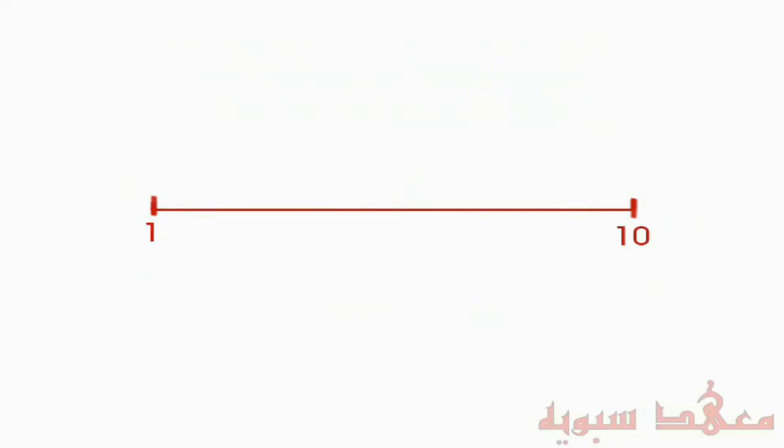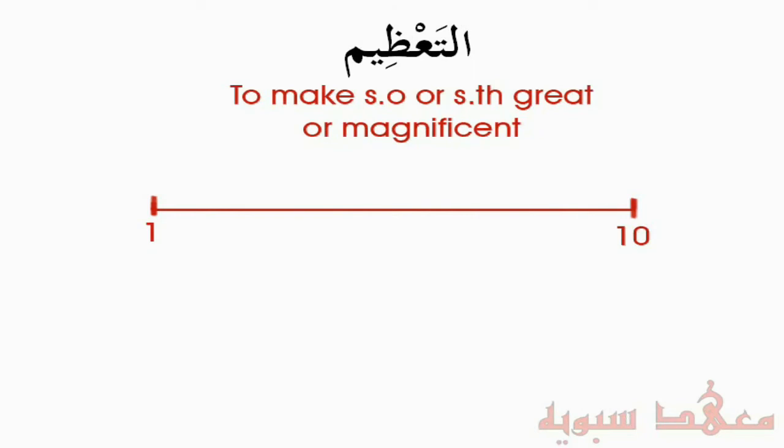Now I'm going to keep this scale in the rest of my presentation so we can understand each of the different meanings. The first meaning I want to go through is what is known as at-ta'zeem. This comes from the same root as the name of Allah subhanahu wa ta'ala, al-azim, the most great. So at-ta'zeem means to make someone or something great or magnificent. And on this scale, it would be on this side of the scale.